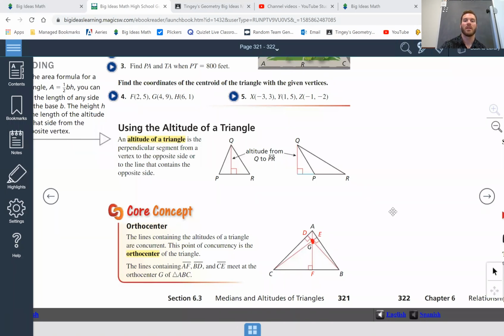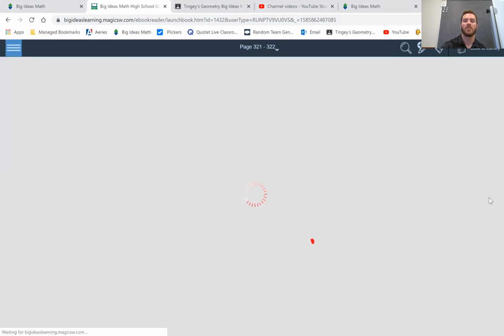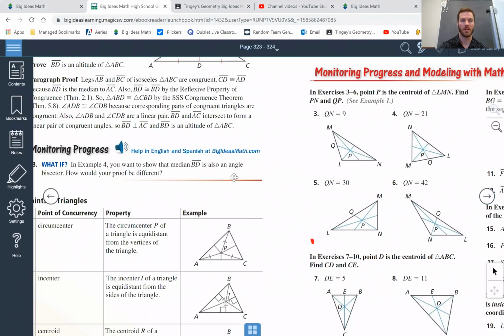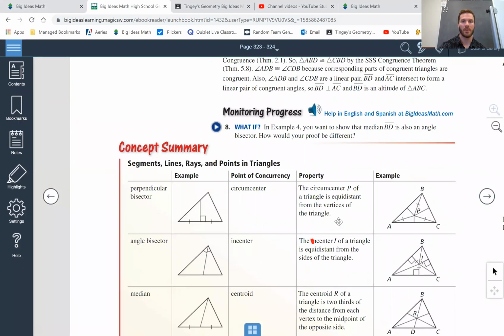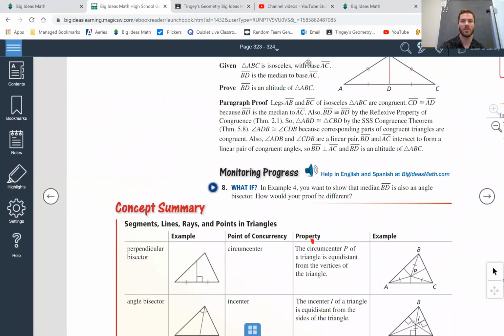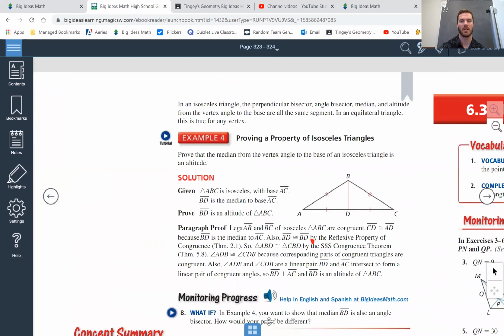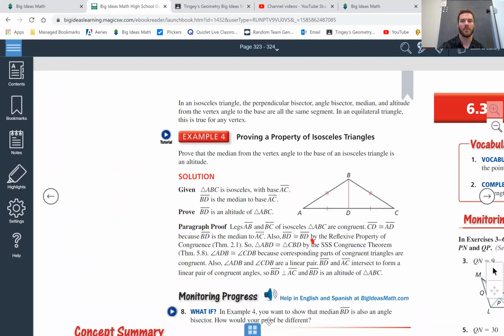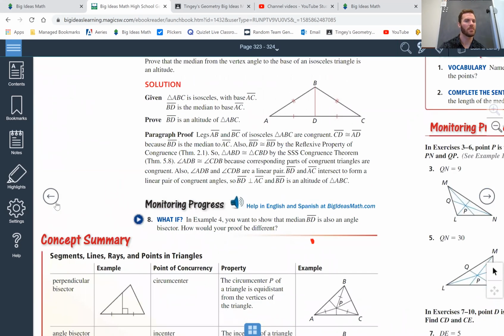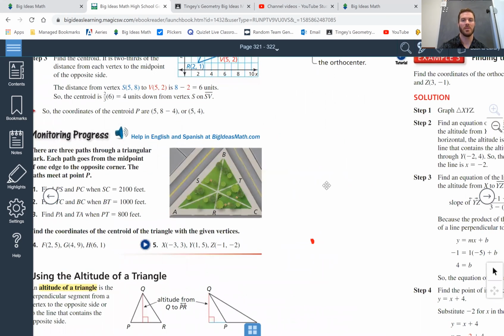I want to move to the next page. Not yet. I want to show you. Oh, what? I don't think. Let me clear all the drawings. Use my hands here. There we go.